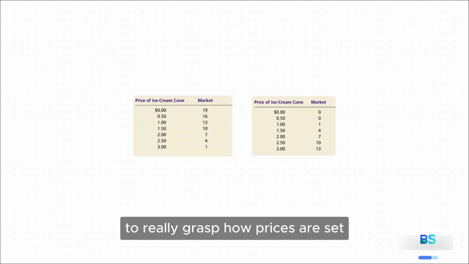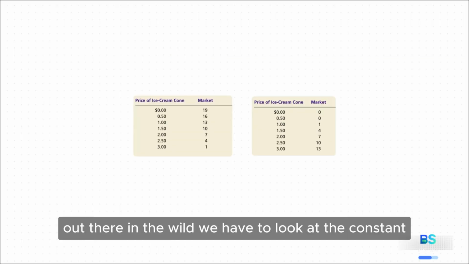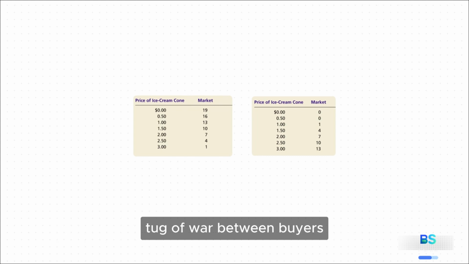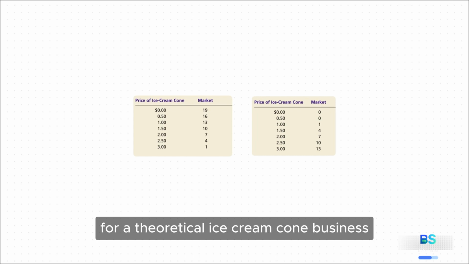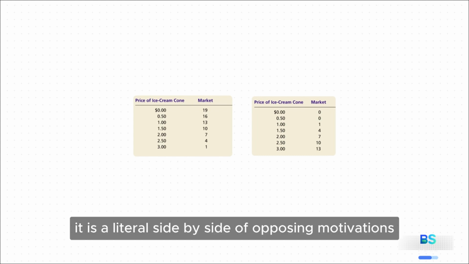To really grasp how prices are set out there in the wild, we have to look at the constant tug-of-war between buyers and sellers. Take a look at these demand and supply schedules for a theoretical ice cream cone business. It is a literal side-by-side of opposing motivations.